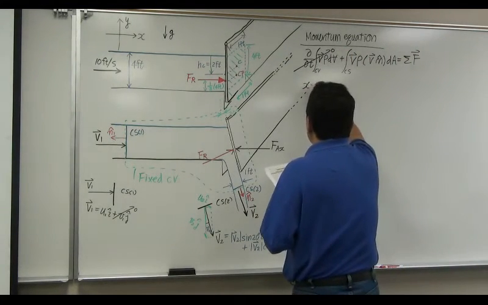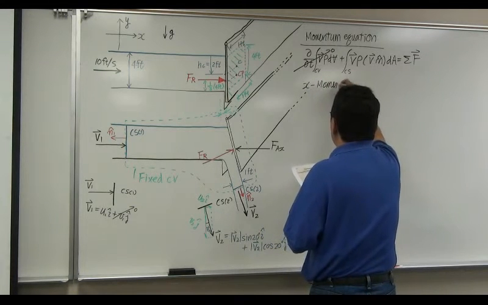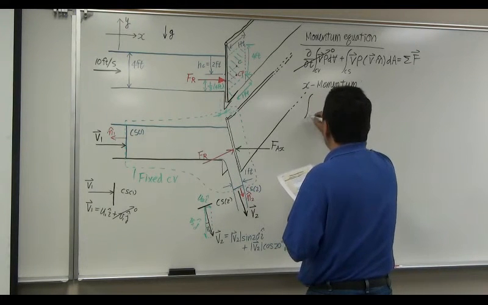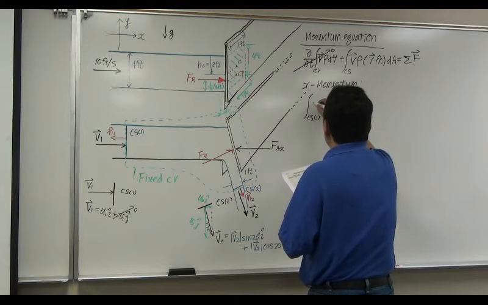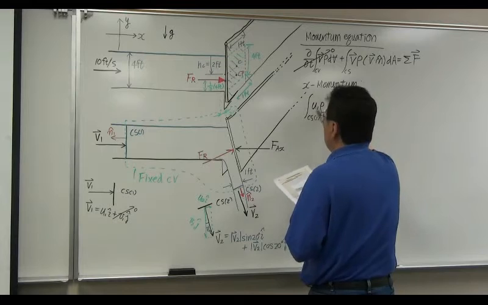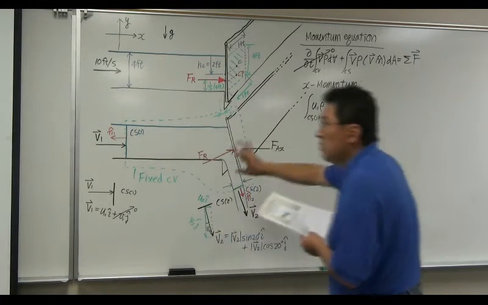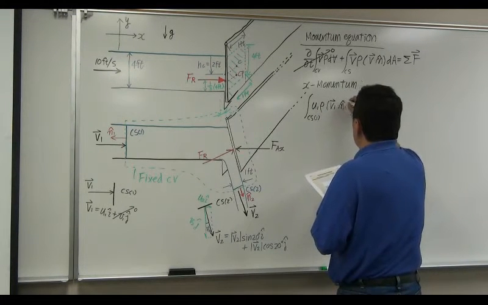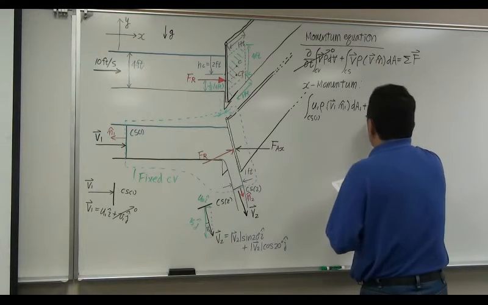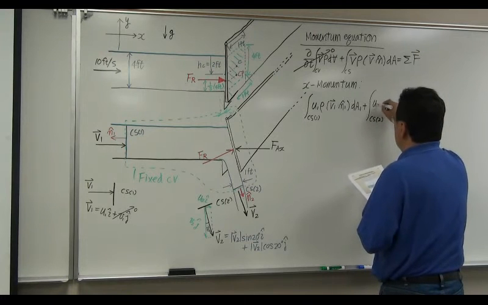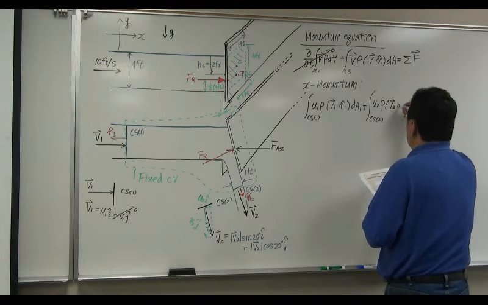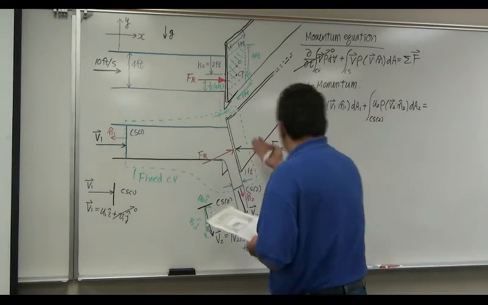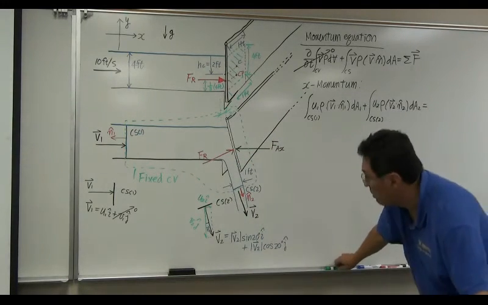So let's pick up the x direction component, x momentum. X momentum tells you that it's going to be integral over control surface 1 of u1 rho, again, rho is for water, so it's constant, v1 dot n1 dA1 plus integral over control surface 2 of u2 rho v2 dot n2 dA2, equal to summation of the forces in x direction. Keep that in mind. Okay.